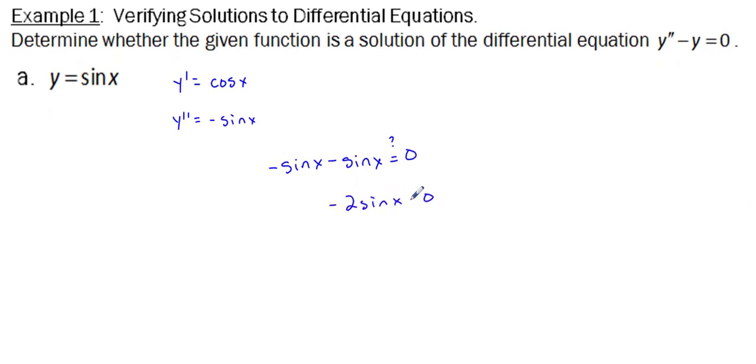Does that equal 0? It may be for an x value, but does it satisfy for all x values? No. So then we can say y equals sine x is not a solution to y double prime minus y equals 0. Period. That's it, guys.